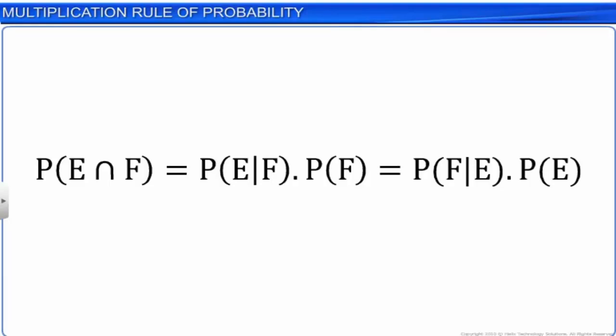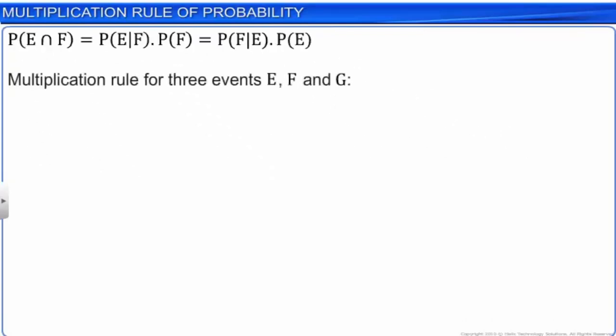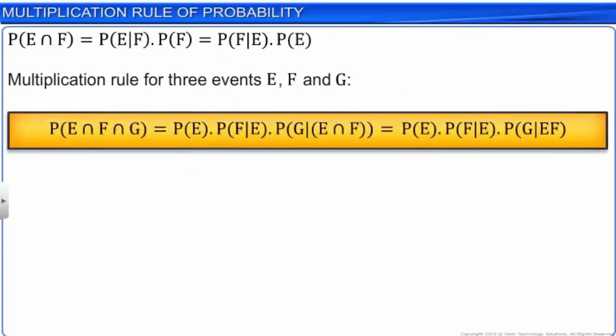For example, for 3 events E, F and G in sample space S, the multiplication rule is defined as the probability of E intersection F intersection G is equal to the probability of E into the probability of F given E into the probability of G given E intersection F, which is equal to the probability of E into the probability of F given E into the probability of G given EF.